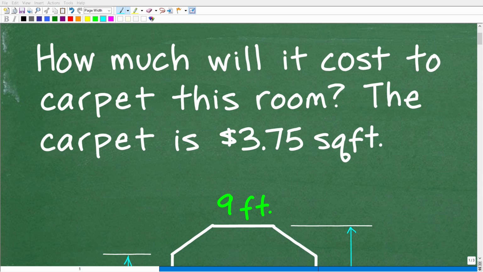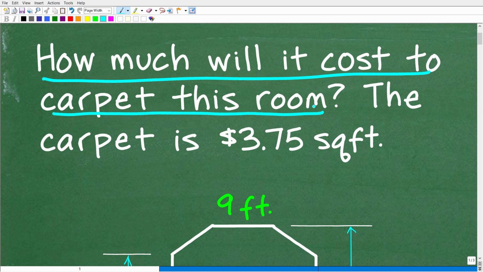Okay, so let's see if you can figure out this basic math word problem. Matter of fact, let me go ahead and read the problem. It is as follows. How much will it cost to carpet this room? All right, I'll show you the room in just 1 second, but the carpet that we want to use to carpet this room costs $3.75. All right, let's take a look at the room.